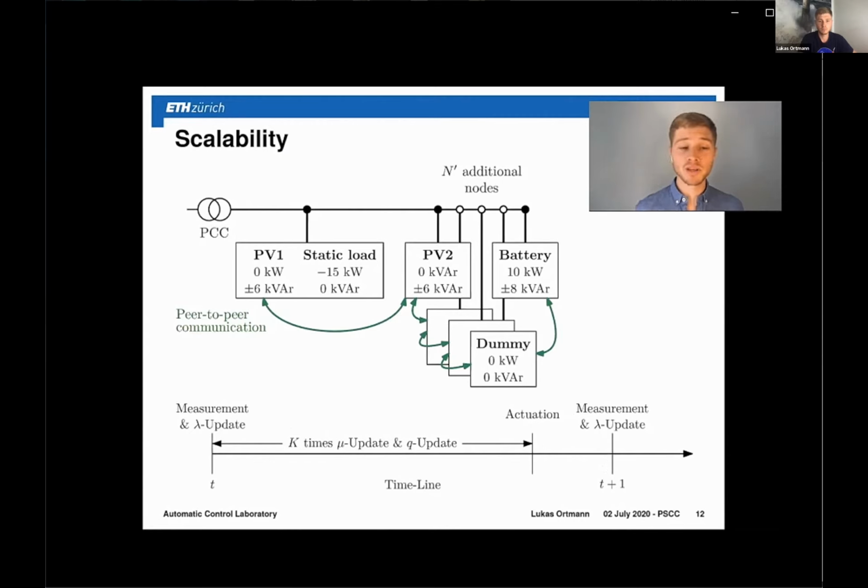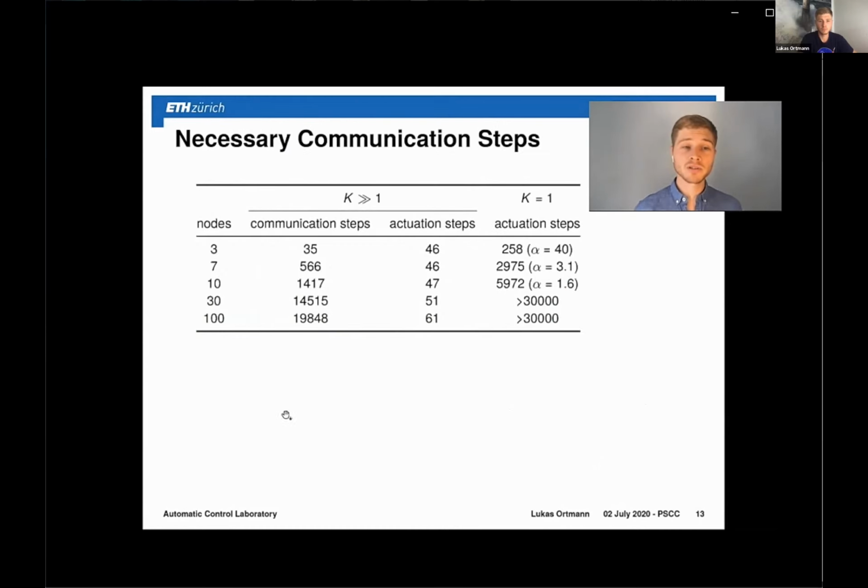Let's first have a look at the iterations k that we need. What we can see in the first column here is the number of nodes in our system. So 3 nodes is just without any dummy nodes. And here we can see how many communication steps we would need, so how large k would need to be if we wanted to converge to the optimum of this sub-problem of iterating between the mu and the q update back and forth. So if we do that 35 times, then that converged. If we have 7 nodes, we need more communication steps, and if we are at 100 nodes, we actually already need 20,000 communication steps.